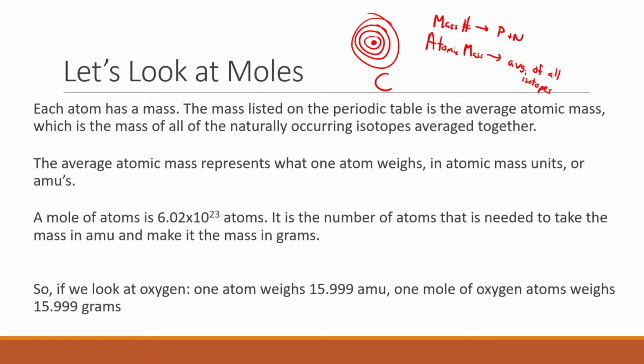So if we look at carbon, any given atom of carbon, we can count up the protons and neutrons and say that is the mass number, but we can also look at the periodic table and pull the atomic mass of carbon. The number on the periodic table is given to us in atomic mass units, AMU, which is a special unit that we only use when we're talking about protons, neutrons, and electrons, the smallest pieces that we look at.